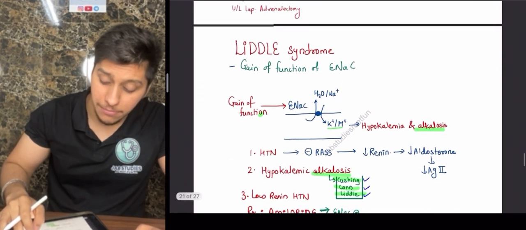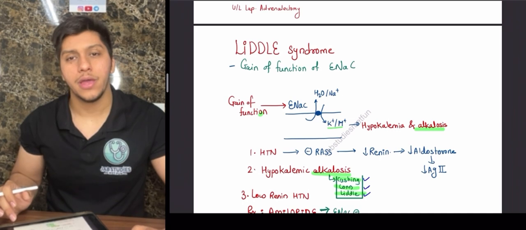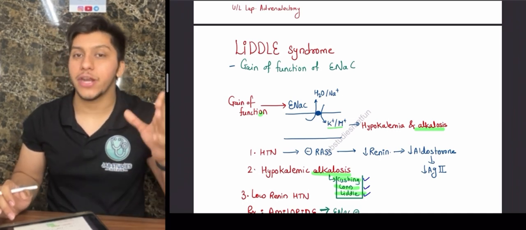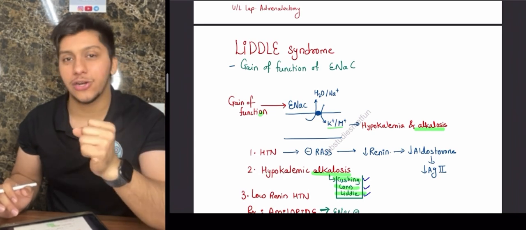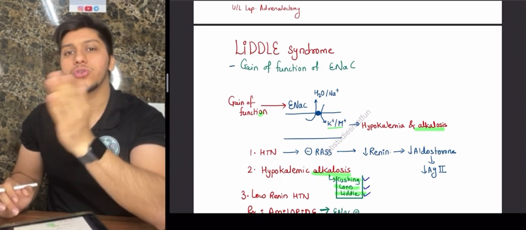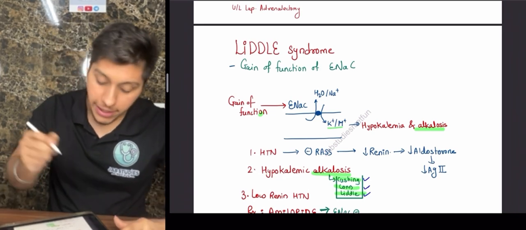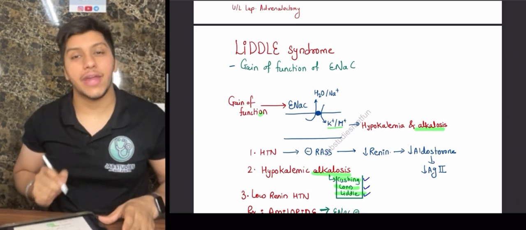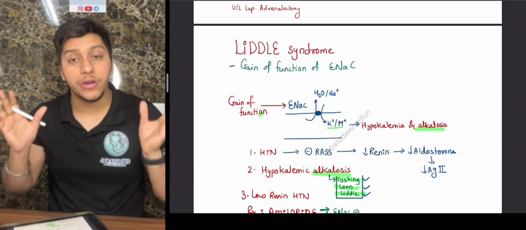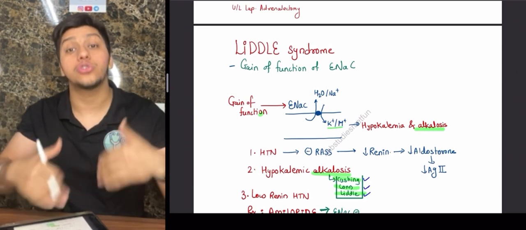Another condition similar to Conn's is known as Liddle syndrome. Now, what is the difference between Liddle syndrome and Conn's? In Conn's, there was a tumor. That tumor was causing an increase in aldosterone, and aldosterone further was going to cause action of the ENaC channel. In Liddle's, there is no role of aldosterone. There is a gain of function of ENaC channels. On its own, the ENaC channel is functioning too much.